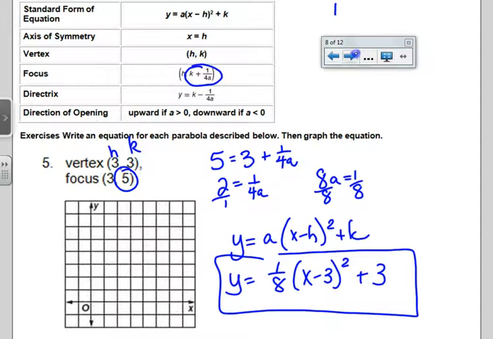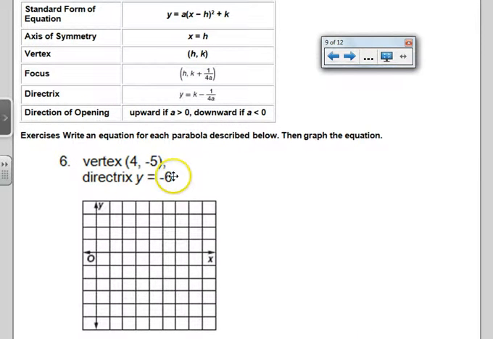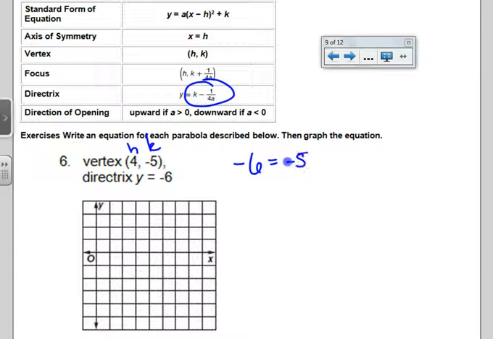I don't know why, but I like this part better. Same idea here. They give you the vertex, so here's your h and here's your k, except this time, instead of giving you the focus point, they give you the directrix equation. So remember, you can use this chart. The equation for the directrix is y equals k minus 1 over 4a. So negative 6 is the directrix. It's supposed to equal k, which we see as a negative 5, minus 1 over 4a.